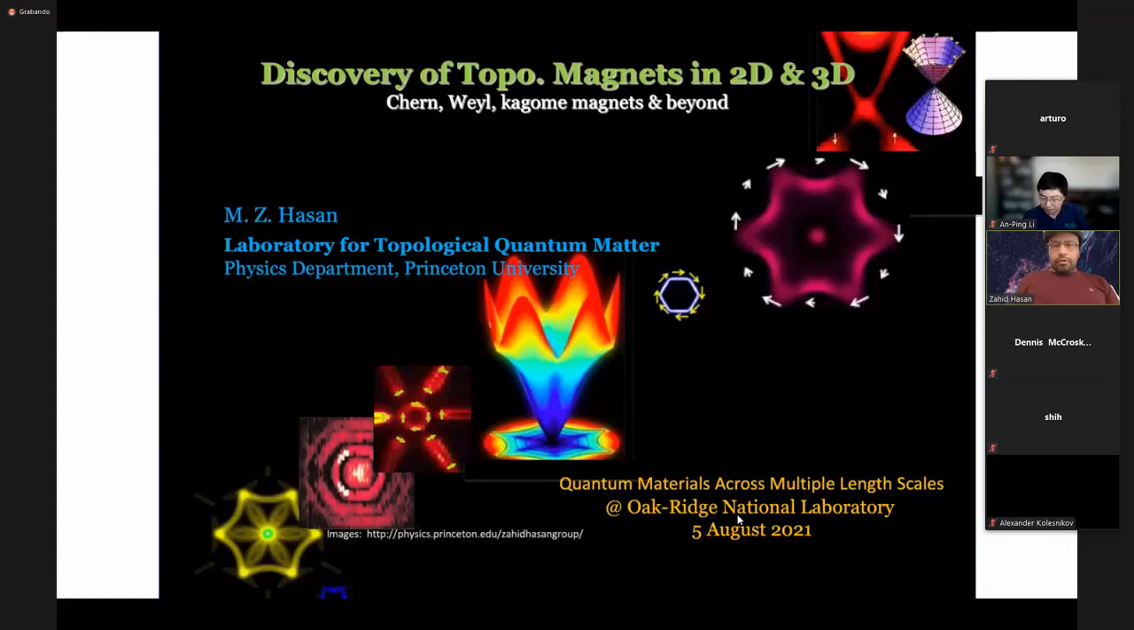But since this is a very broad spectrum of audience, I will start with a 5 to 10 minutes introduction to topological materials as a field and where this field is going, at least from my point of view, and how it started. And this way I will also introduce the conceptual framework. This conceptual framework will help understand the later part of the talk, which is focused on magnets.